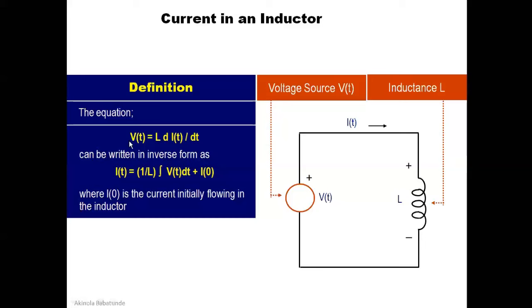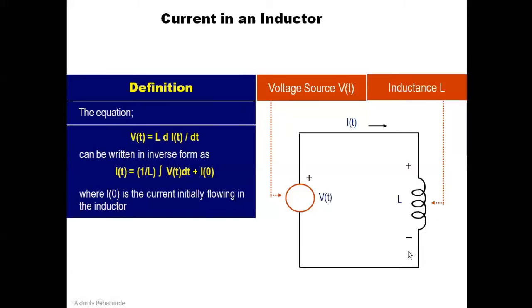When you cross multiply, you make the i subject of the formula, and then you integrate. So you have I of t equal to 1 over L integral of V of t dt plus I naught. This I naught represents the current initially flowing in the inductor when t equals 0, like I mentioned earlier. So if you want to represent this on a circuit, this inductor here is going to be like this. Like I told you, current always flows in from the positive end of the inductor.